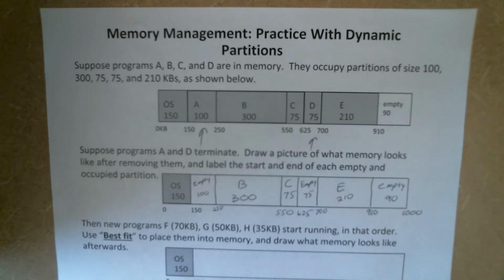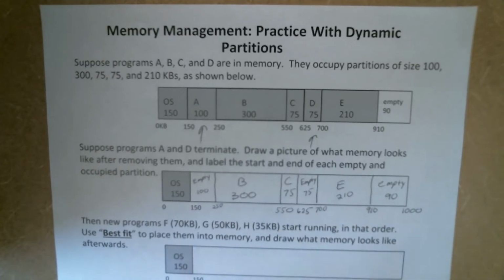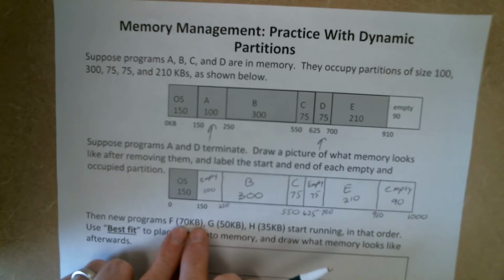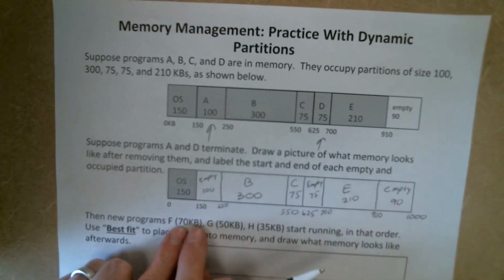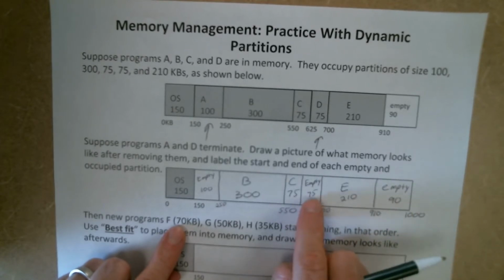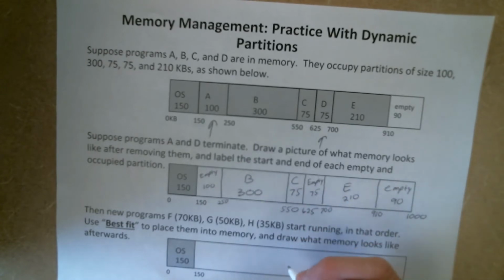New programs F, G, and H start running in that order. Use the best fit algorithm to place them into memory and draw what memory looks like afterwards. They're showing up in this order. When figuring out the best fit, it's not about putting them in the best order. It's what's the smallest space available that's going to fit this size 70 kilobyte program. We have empty spaces of 100, 75, and 90. The smallest one that's going to fit is this size 75 right here. So F is going to go inside of here.